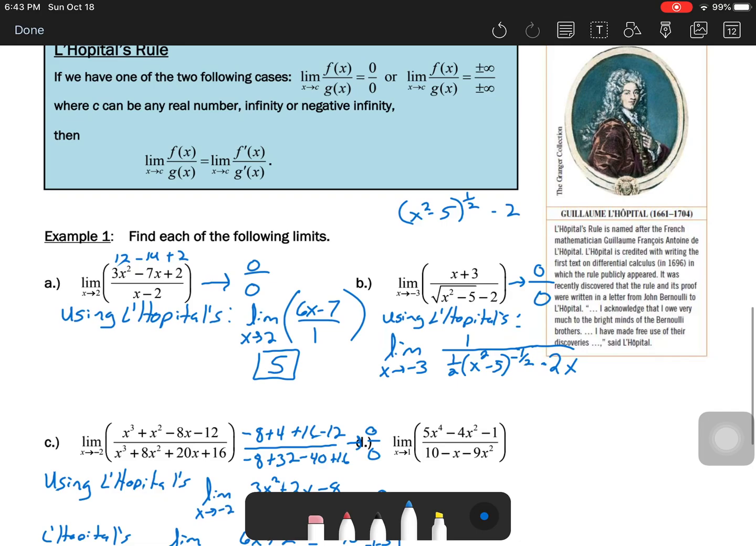Now let's see what happens if I substitute -3 into this expression. I'm just going to have 1 on top. On the bottom, I'm going to have 1/2, and then it'll be 9 minus 5, which is 4, to the -1/2 power, which means it's going to be 1 over the square root of that. So I'd have 9 to the -1/2. The square root of 9 is 3, so to the -1/2, it would be 1/3. And then it's going to be times 2 times -3, so that's times -6. And so when I simplify this, let's see if I did that right here.